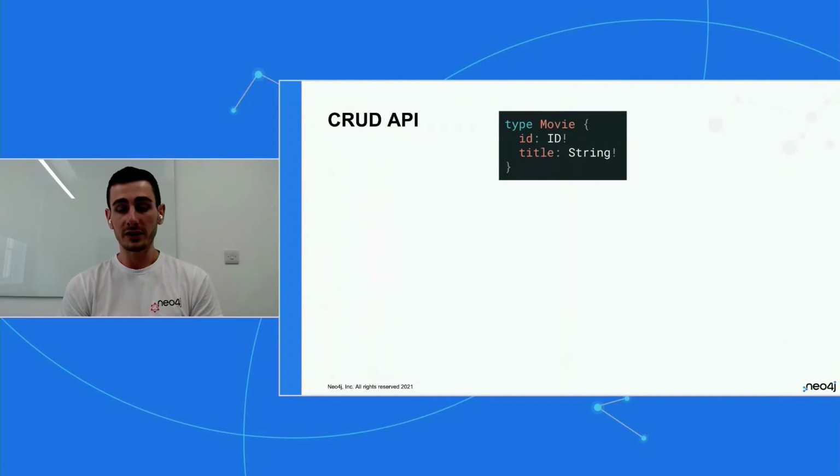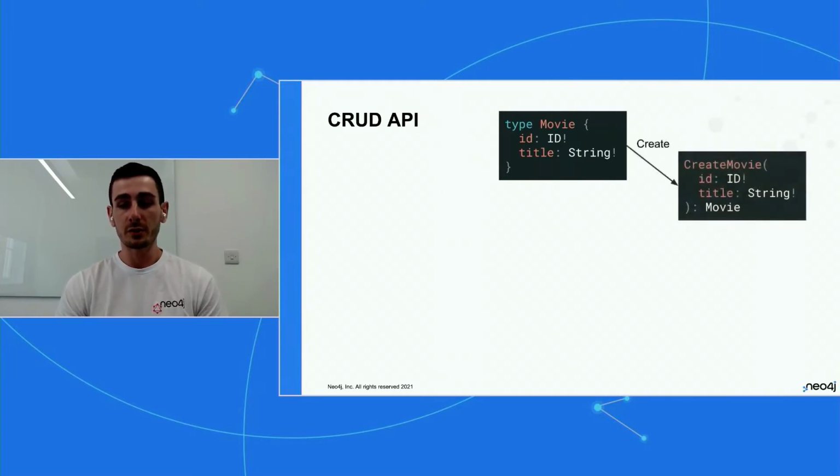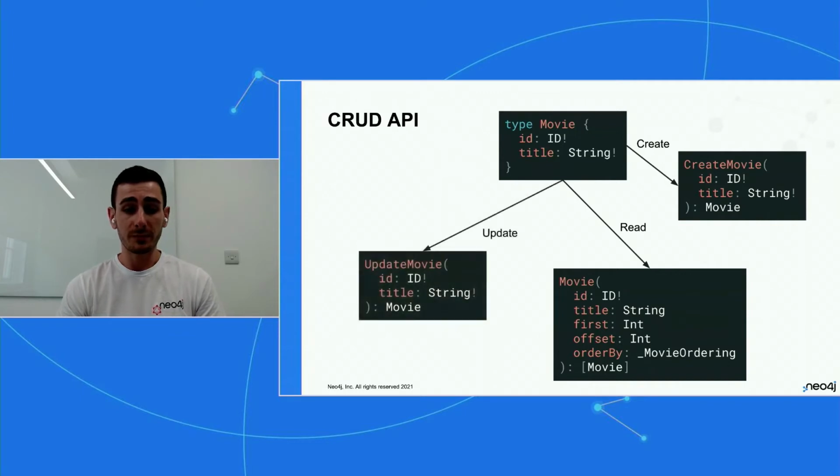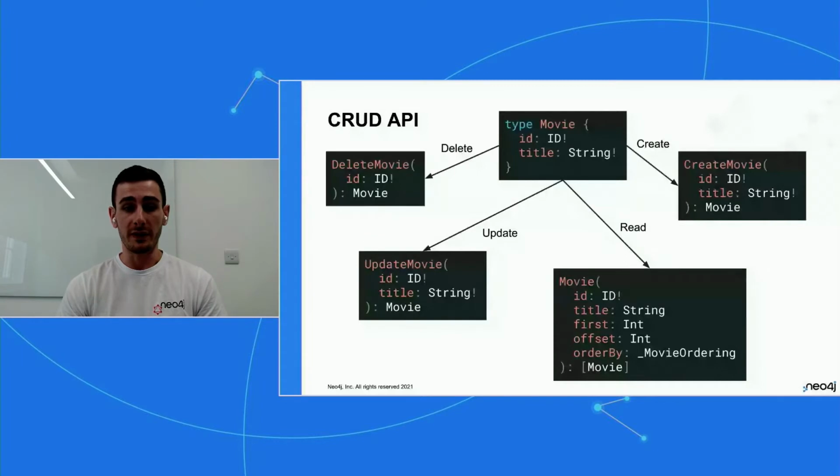So Neo4j GraphQL.js produced a CRUD API. You would give it, let's say, this simple type definition for a movie. And from that single type definition, you would automatically get a create mutation, which allowed you to create a single movie. You would get a movie query, which allowed you to specify a number of arguments to filter and also sort and paginate your results.